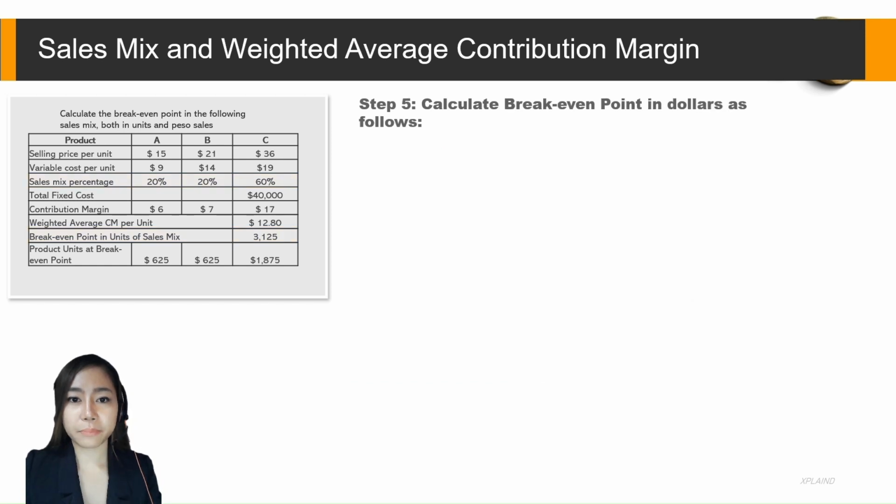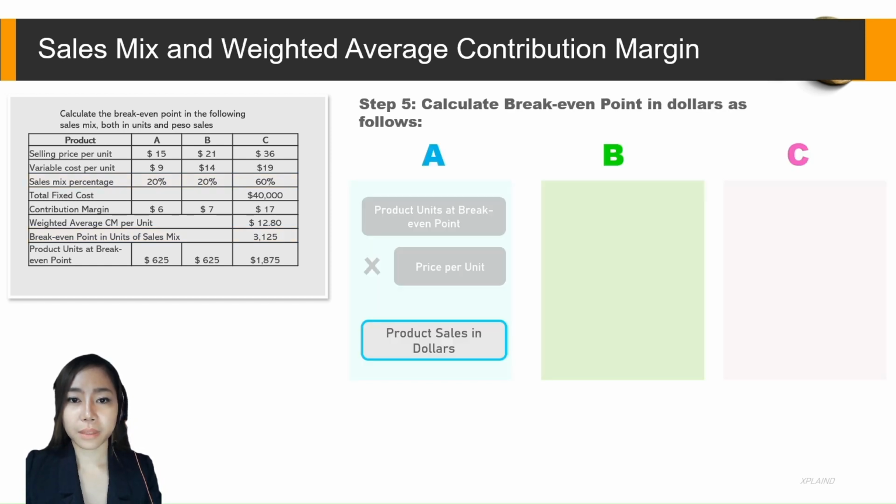So lastly, step 5, calculate break-even point in dollars as follows. Product units at break-even point multiplied by price per unit equals product sales in dollars. Then you sum the three product lines. That's the break-even point in dollars.